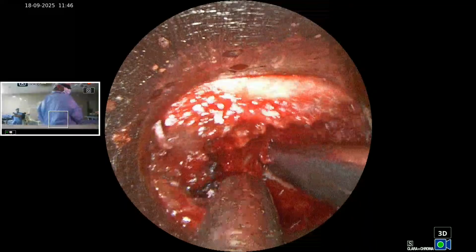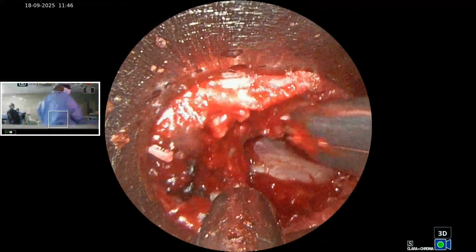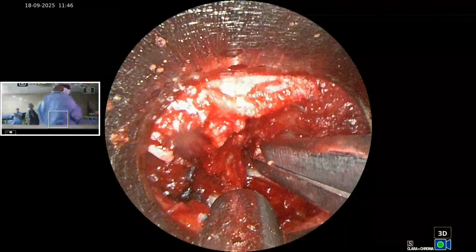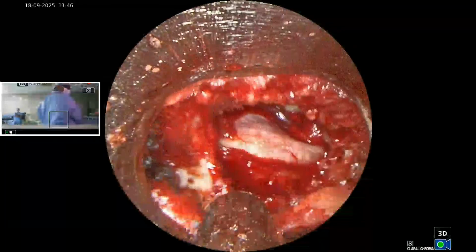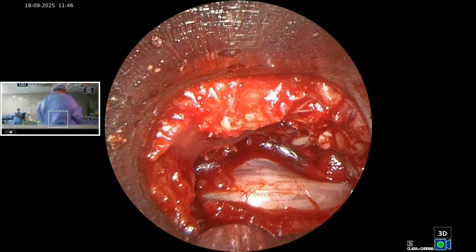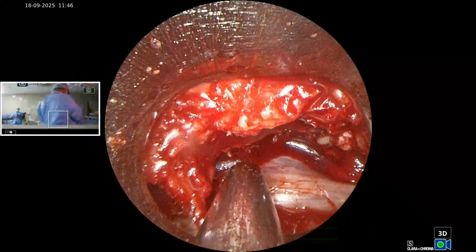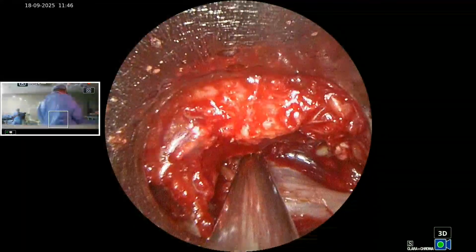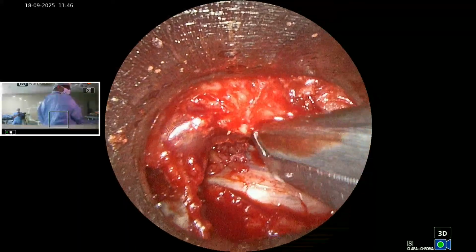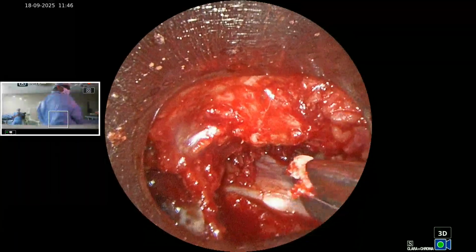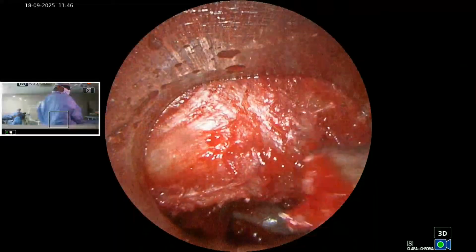This is coming in my way at a trajectory. So just sacrificing a bit of the 1 millimeter of the bone so that I can see better and decompress the nerve root of the opposite side.